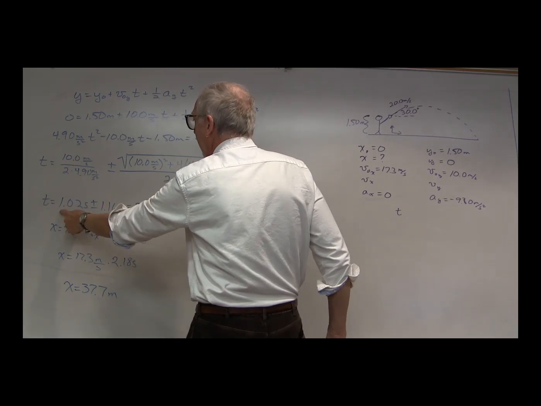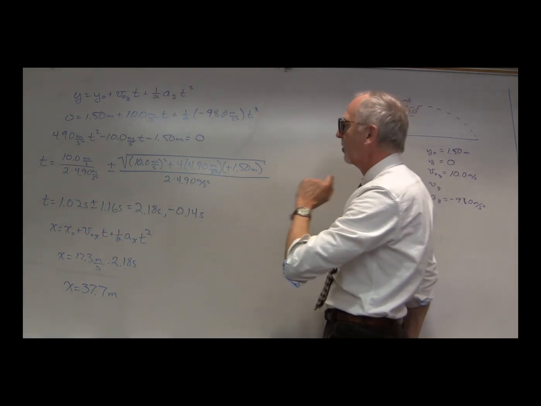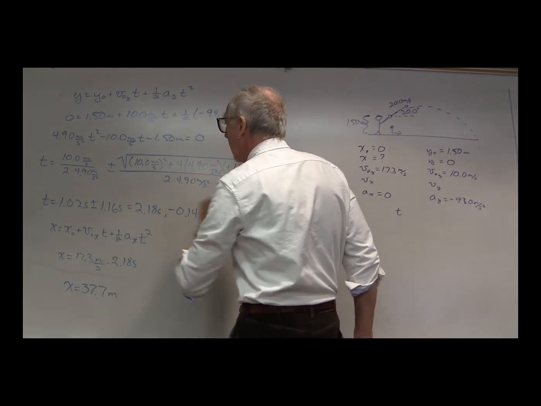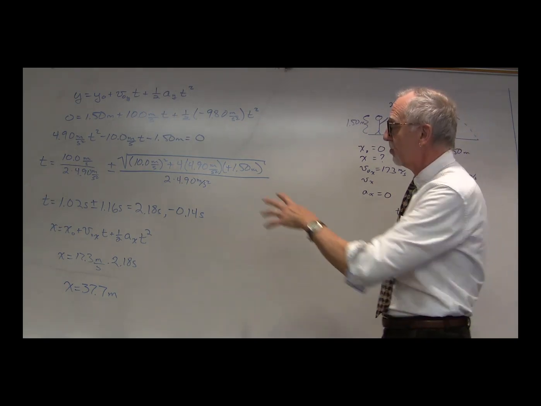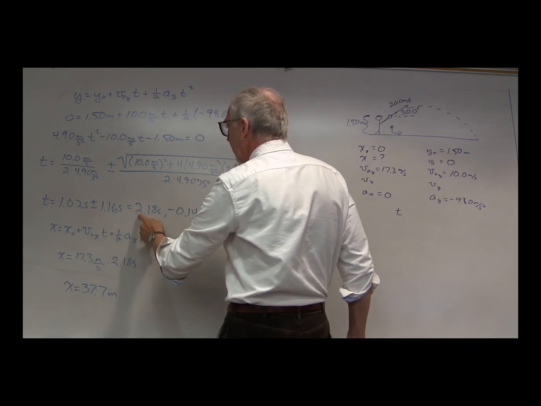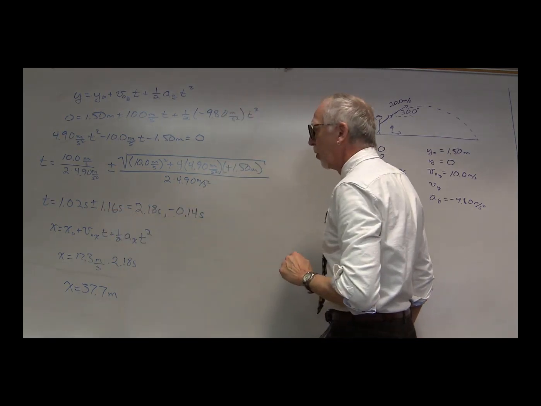Multiplying this part out, we have 1.02 seconds. Check the units, make sure that you get seconds for that. Plus or minus the square root, this whole thing, 1.16 seconds. Again, units finally end up as seconds. Make sure that's what you get here. Taking the positive sign, we get 2.18 seconds. Taking the negative, the minus, negative 0.14 seconds.